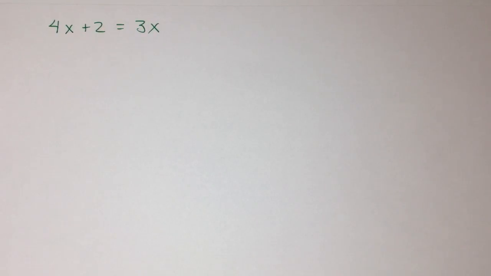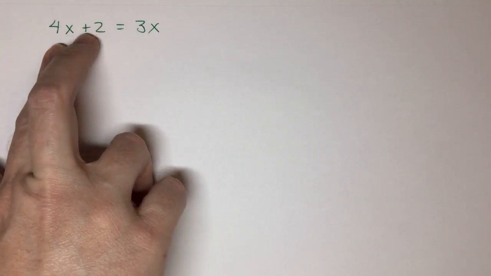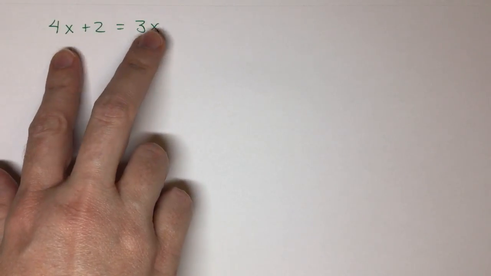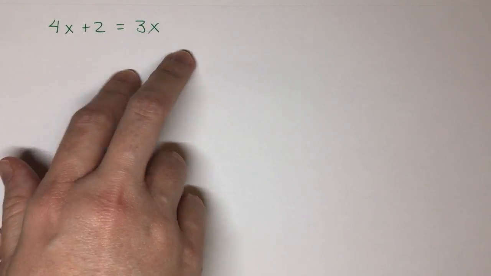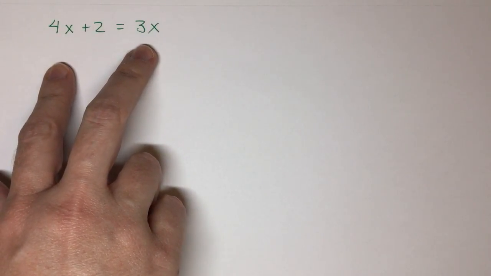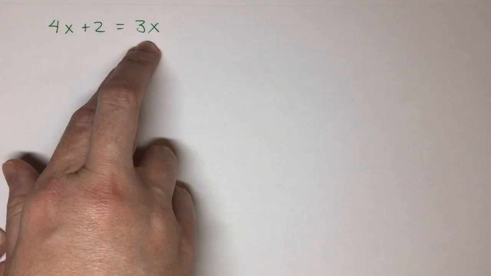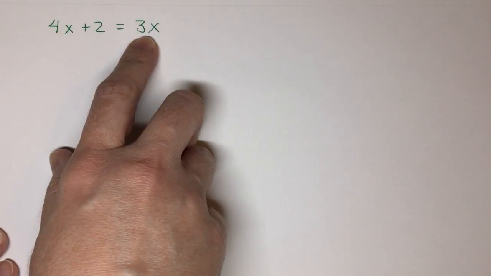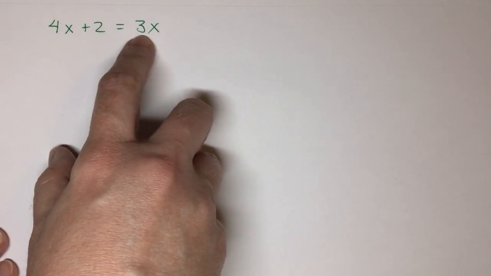Here, variables on both sides of the equation. Well, 4x plus 2 equals 3x. I could move my variables to the left or to the right. In this case, what's going to work best is going to be to move the variables to the right. Because if I move the variables to the left, I'm going to end up having extra steps I have to do here.